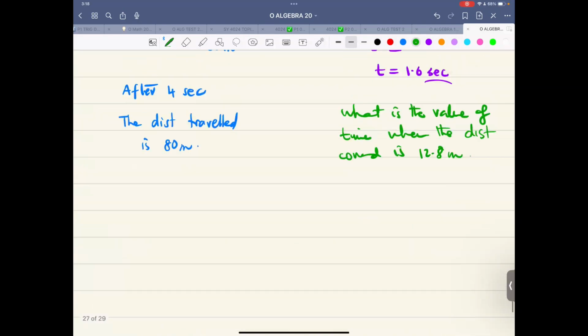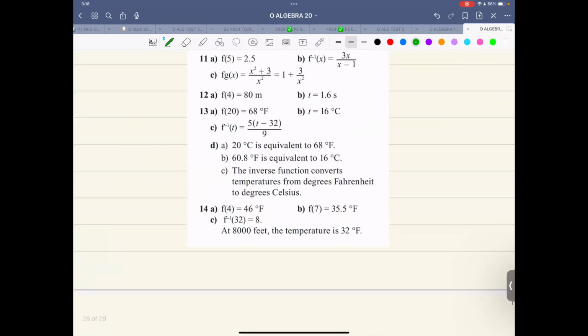Let's double check the answer for 13. The first part, that is 68. This is 16. This is 5 over 9 into t minus 32. 20 degrees Celsius is equivalent to 68 Fahrenheit. 60.8 Fahrenheit is equivalent to 16 degrees Celsius. The inverse function converts temperatures from degree Fahrenheit to degree Celsius.